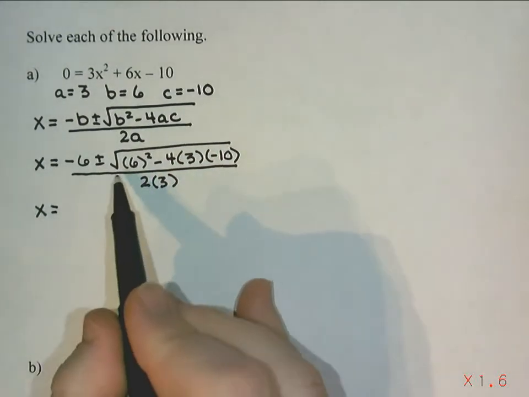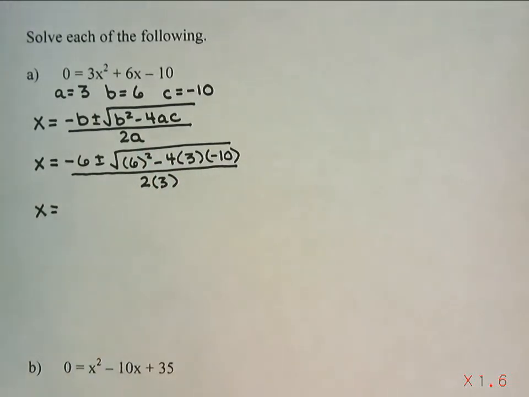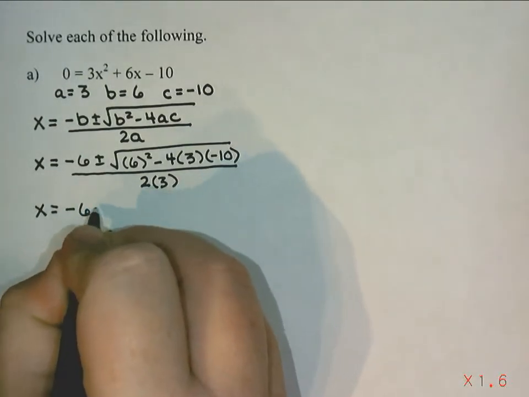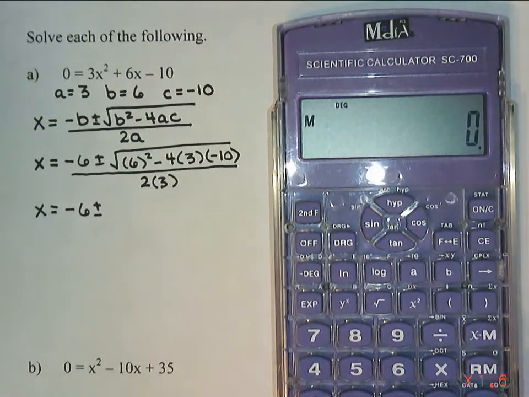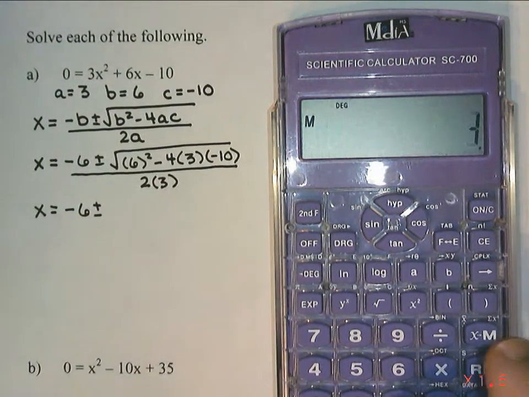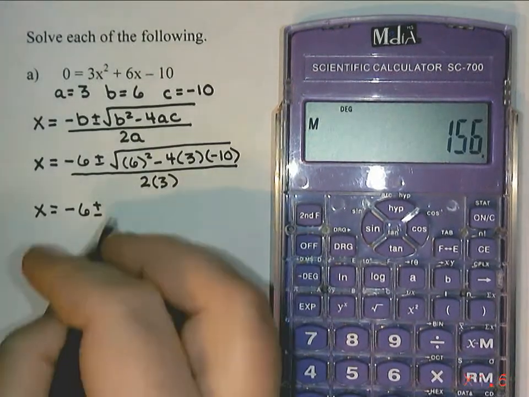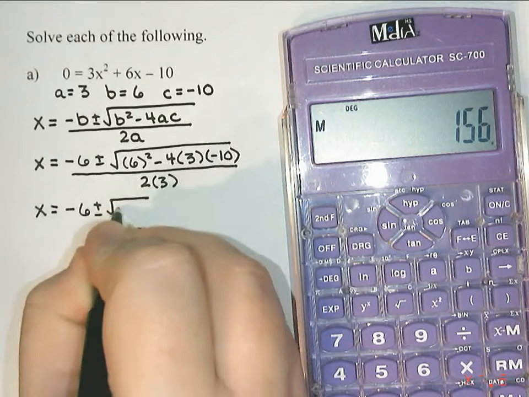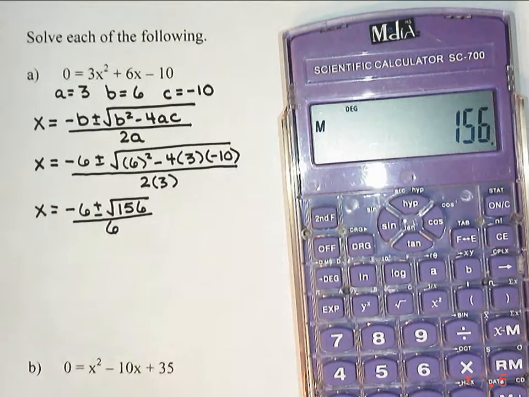So what I'm going to do in the next step is evaluate what's underneath the square root. You could split it up into a couple of different steps, but I like to just do it all at once on my calculator. And I'm also going to multiply out the 2 times 3 on this step. So I have negative 6 plus or minus, and then on my calculator, I'm going to do 6 squared minus 4 times 3 times negative 10. You want to make sure that you hit equals on that to get the 156. And then 2 times 3 is just 6.